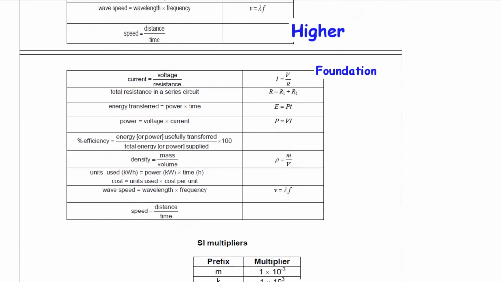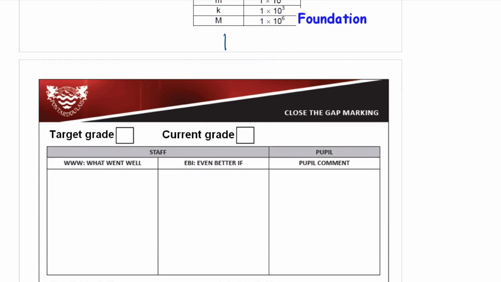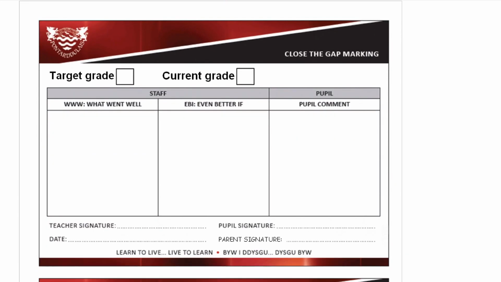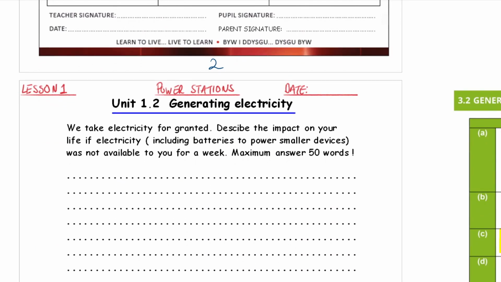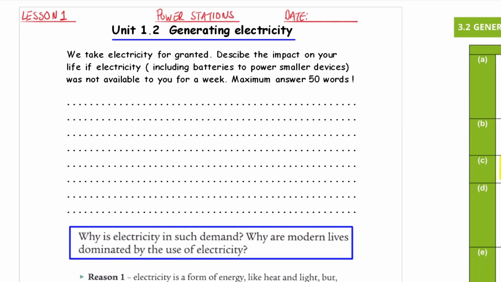Page 1 has the equations on as usual, which you can refer to as needed. Page 2 is for teacher feedback, and we're going to start today on page 3. Lesson 1, Power Stations, is the title, and please write down today's date. So just write that down, Lesson 1, title Power Stations, and today's date. Press pause, and when you've written that down, press play.